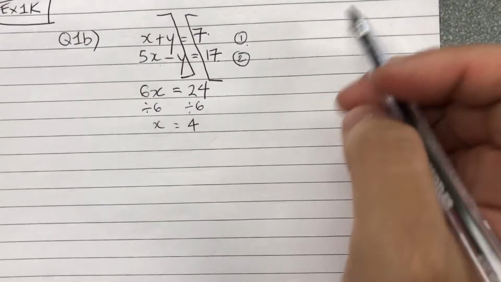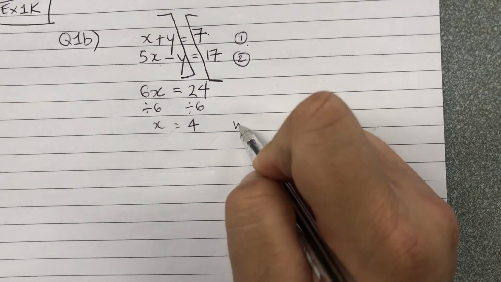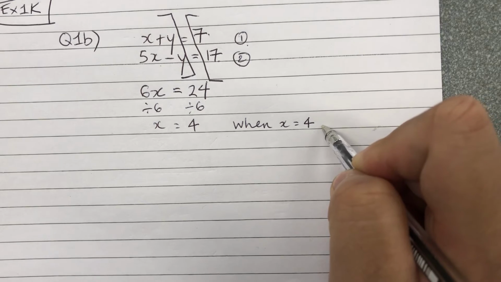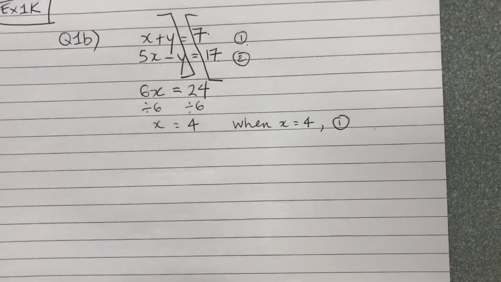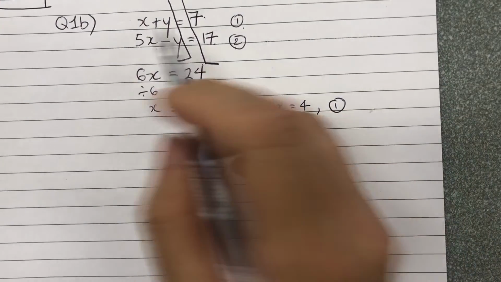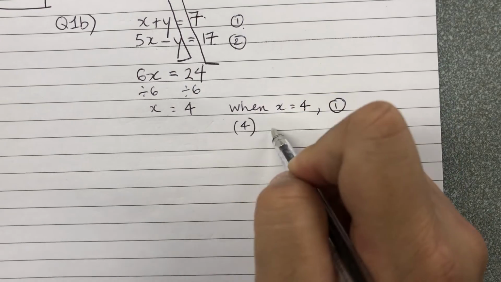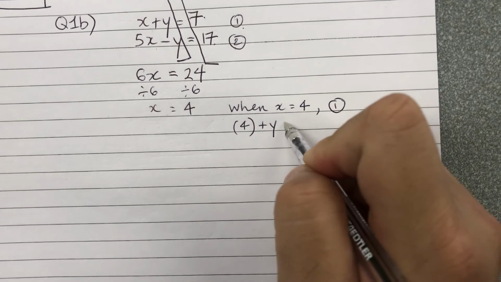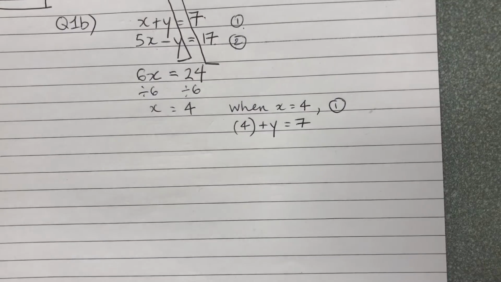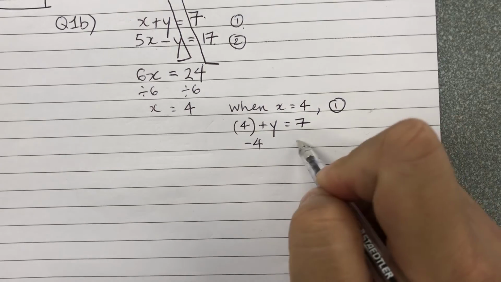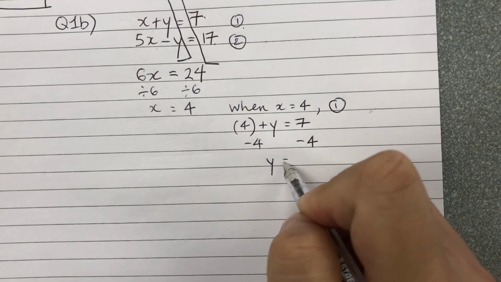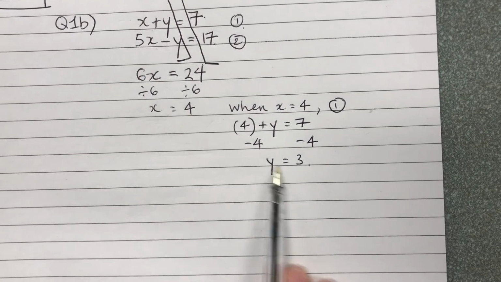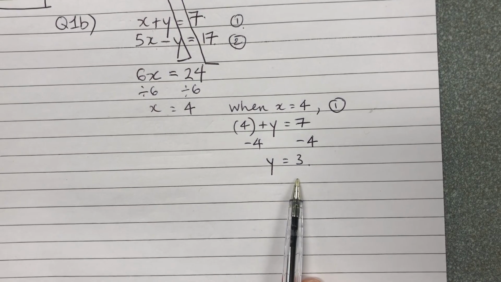So what I would write is, when x equals 4 in equation 1, the x becomes 4 plus the y equals 7. If I subtract 4 from both sides, that will give me y equals 3. So now I have a solution for x, I have a solution for y. Okay?